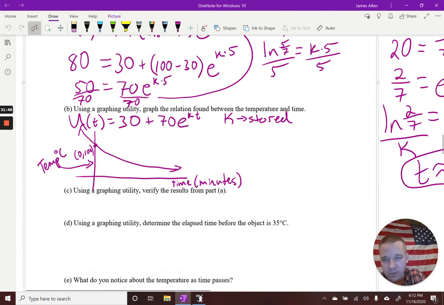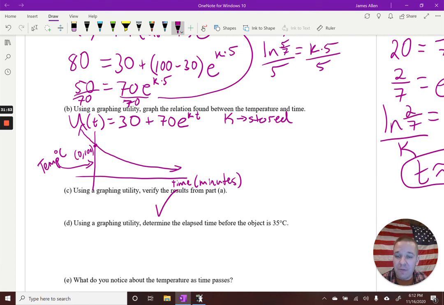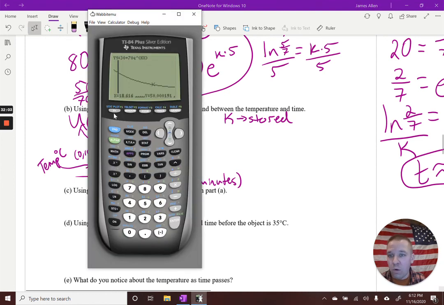Now, the next part. So check. That was a terrible check mark. I felt like it was going to be good the first time. Using a graphing utility to determine the elapsed time before the object is 35 degrees. Well, what could I do there to figure that out? How about I throw in a horizontal line of y equals 35, and then I can find the intersection, right? Because I can't calculate with a y value, so I use a second line in there to help out.